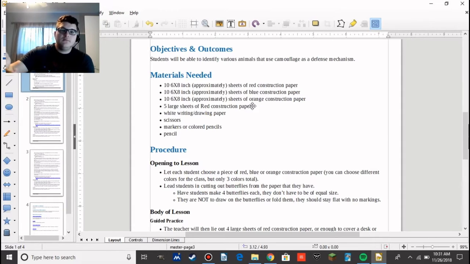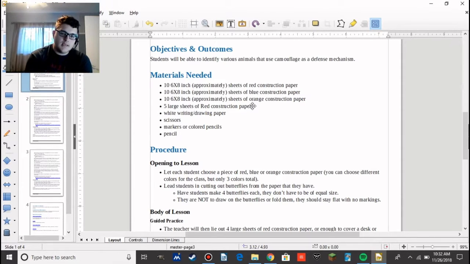things. I see an issue with any students that are colorblind, but in the end, it's not the end of the world, to be honest. Not meaning that bad to them, but possibly an alternate lesson plan for students with special needs. Procedure opening to lesson. Let each student choose, blah, blah, blah.